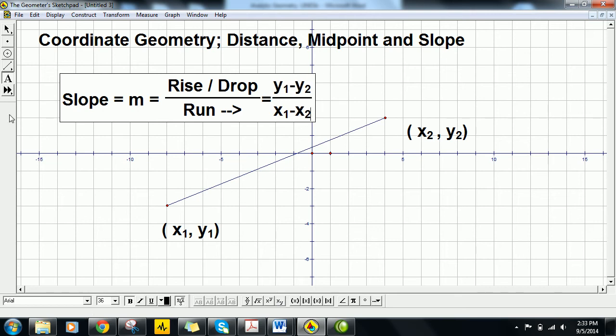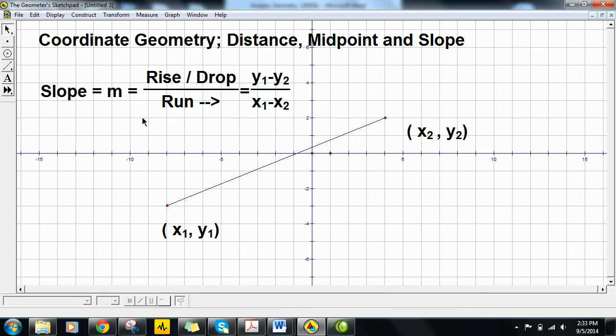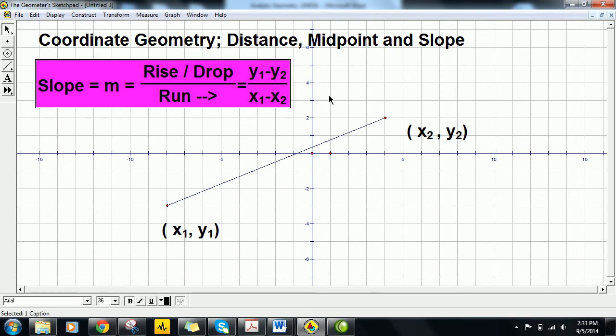Okay. And of course you can certainly switch. On top it can be y2 minus y1, and then the bottom would be x2 minus x1, right? Slope is a very important idea in math, particularly as you get into calculus. But for lines it's really easy, right? It's just the rate of change, the rise over the run, change of y over change of x.